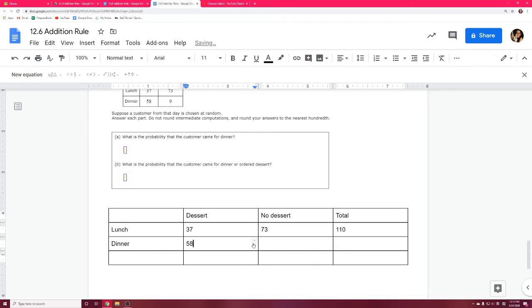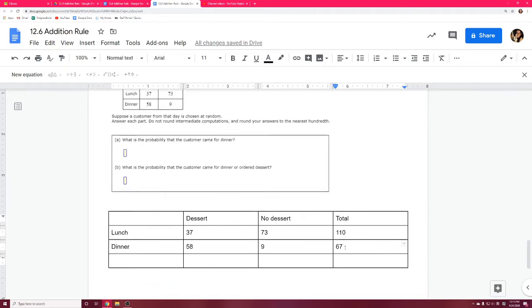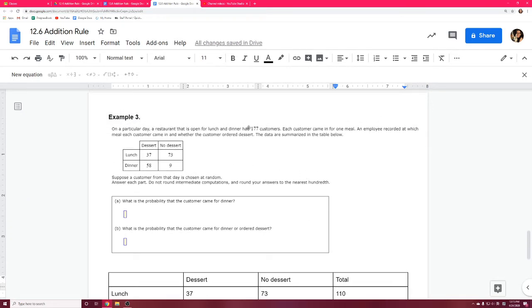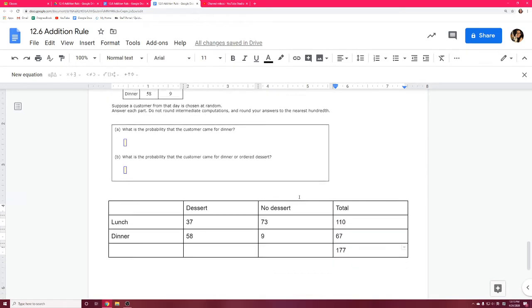For this 58, it's saying 58 people come in for dinner and order dessert, and there are 9 people who come in at dinner but did not order dessert. We can see people like to have dessert at dinner, right? So they have 67 people come in for dinner, okay? And if we add those two together, it should be 177, which is the total customers they recorded.